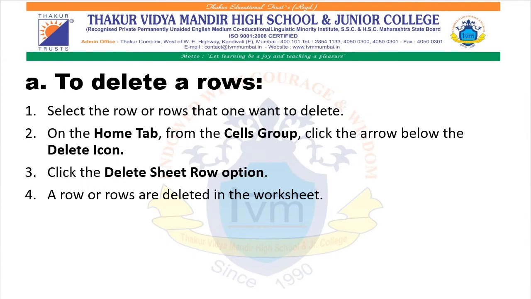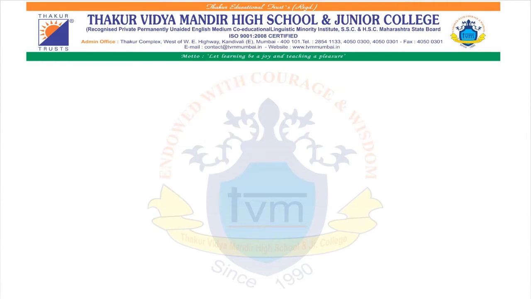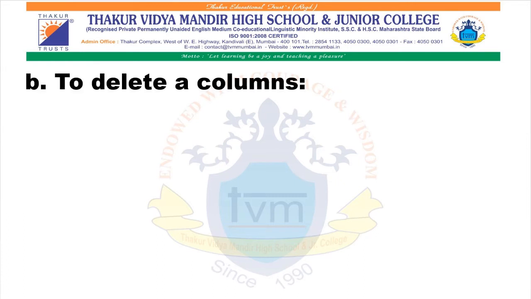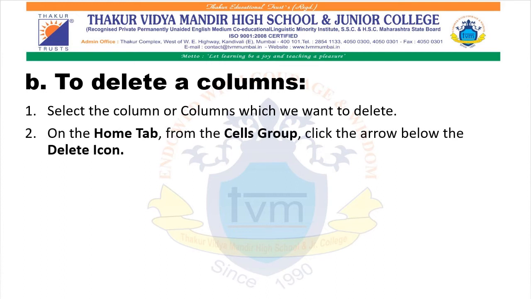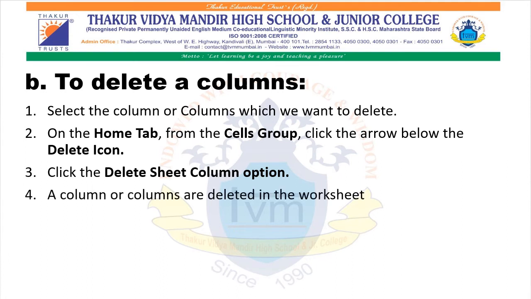Next is how we can delete a column. Now just like delete row, we can delete a column or columns. The steps follow. Select the column or columns that we want to delete. Then we need to go to the Home tab. From the Cells group, click the arrow below the delete icon. And in the third step, click the delete sheet column option. This will delete the column or columns in the worksheet.